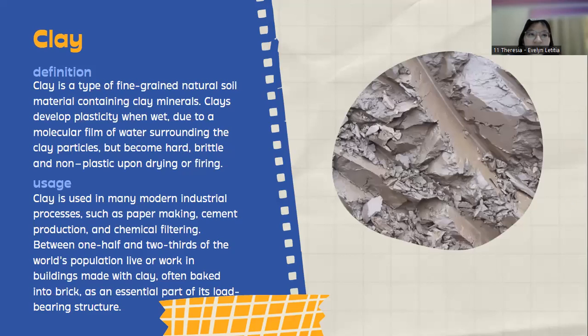Next, the next one is clay. Clay is a type of fine-grained natural soil material containing clay minerals. Clays develop plasticity when wet due to a molecular film of water surrounding the clay particles, and become hard, brittle, and non-plastic upon drying or firing. It is used in many modern industrial processes such as paper making, cement production, and chemical filtering.